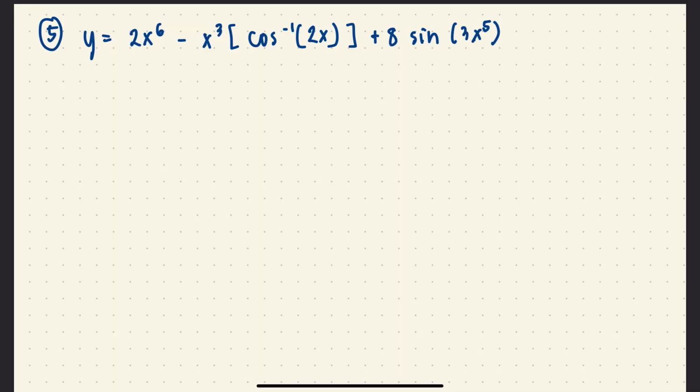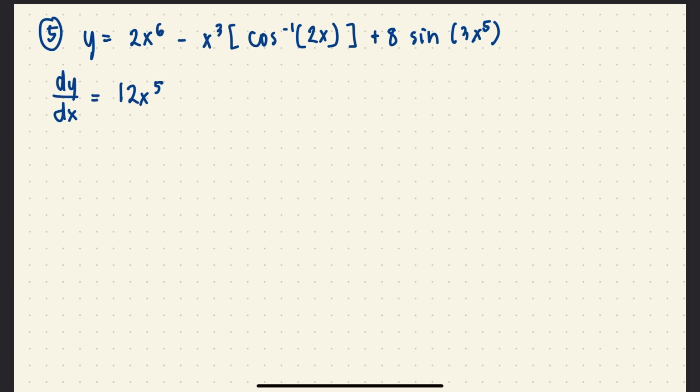The next example is y is equal to 2x raised to 6 minus x cubed times arc cosine of 2x plus 8 sine of 3x raised to 5. So we continue by getting the derivative of each term since they are added or subtracted. So you have 2x raised to 6. We will just put 2 on the side and then derive x raised to 6. That will be 6x raised to 5. 6 multiplied by 2 is 12x raised to 5, the derivative of 2x raised to 6.